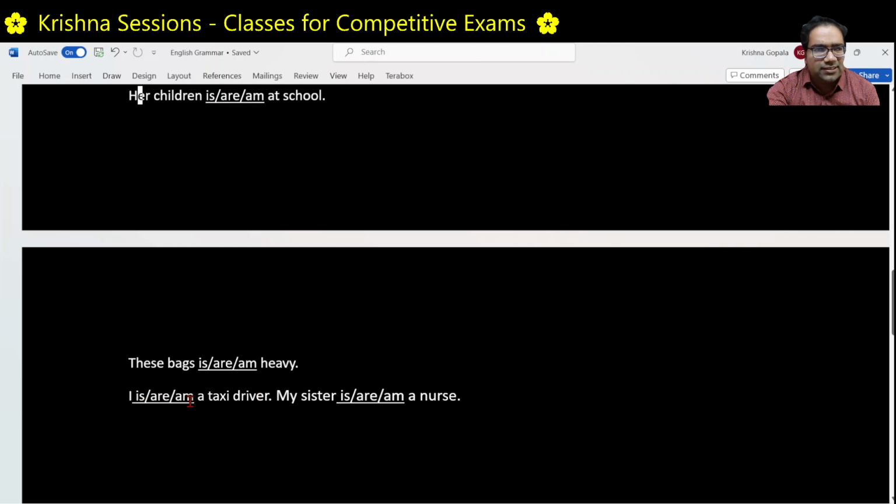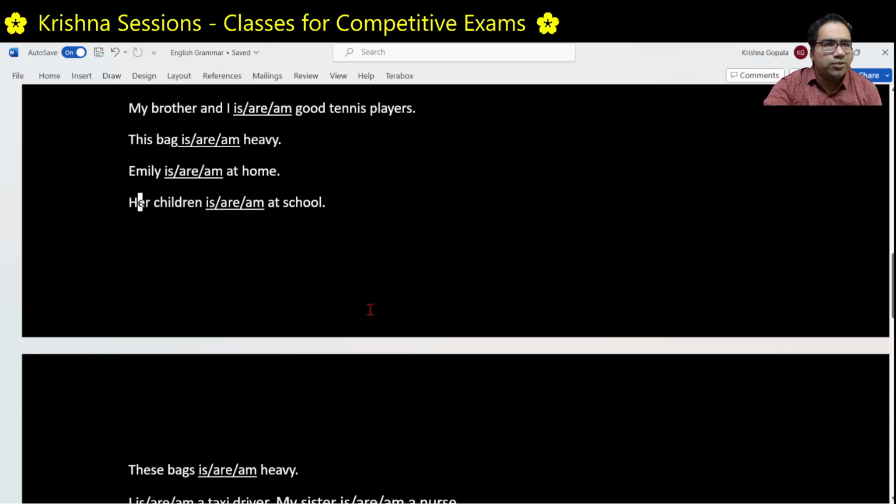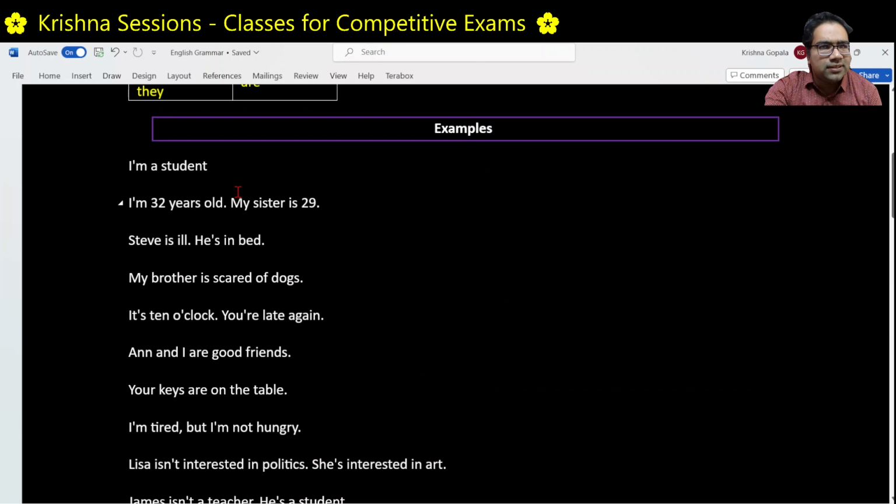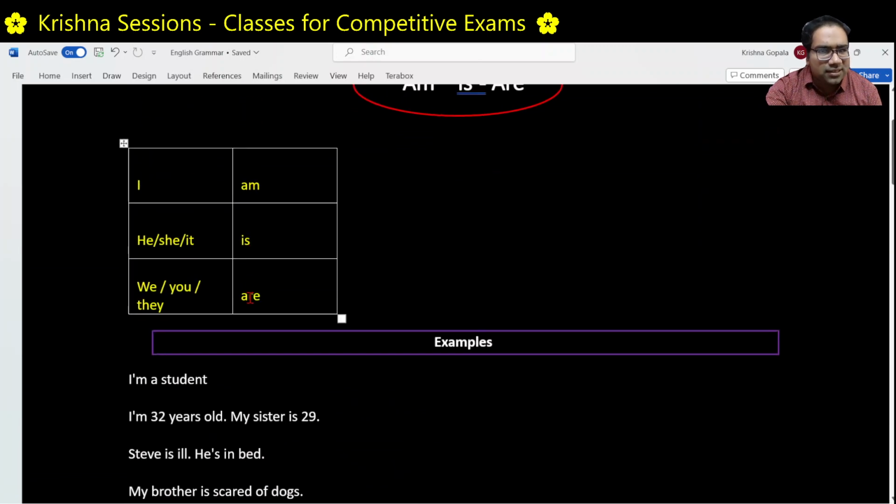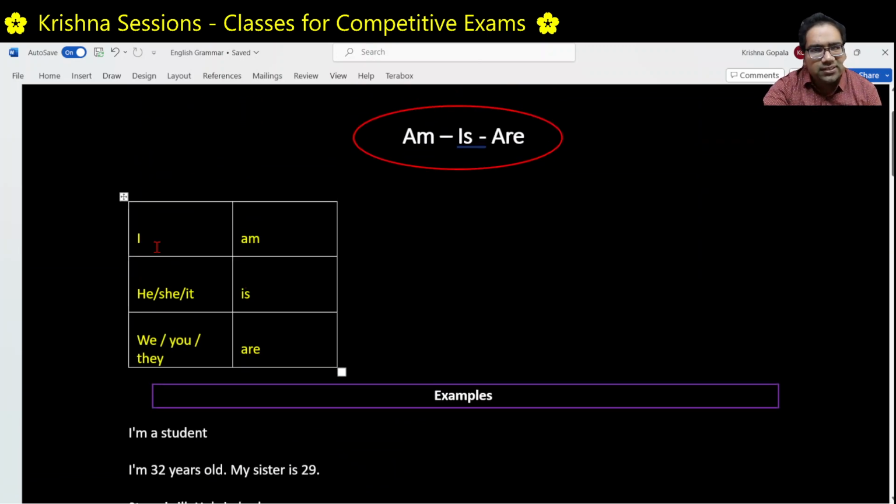I am a taxi driver. My sister means she. She is a nurse. Right. Hope you understood when to use am, is, are. It's very easy. You just need to remember this table. I am. He, she, it is. And we, you, they are.